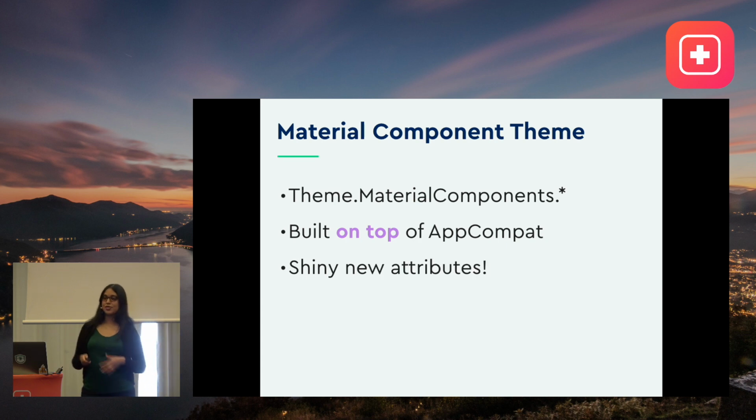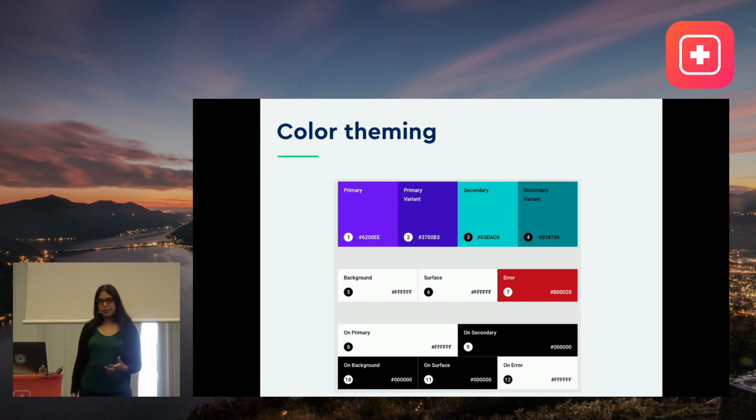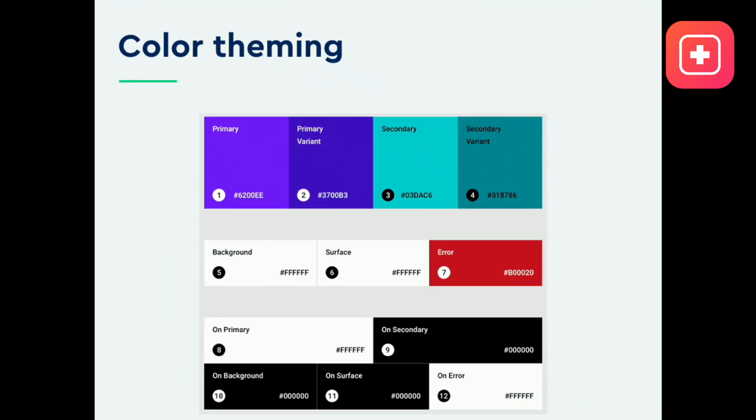It has shiny new attributes, some of which we're going to learn right now. And it's min SDK 14, compile SDK 28+, hopefully not a blocker for anyone. And the first theming subsystem that we're going to learn about is color theming. If you've ever looked at the material design documentation, you've probably seen something like this that has primary, secondary, etc. But what does this mean?